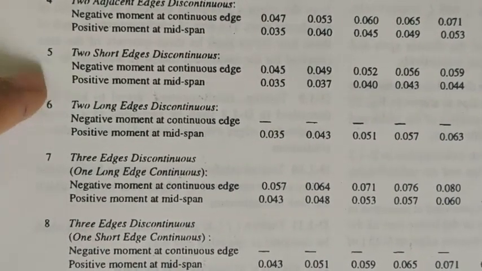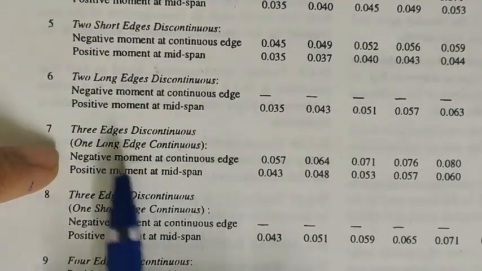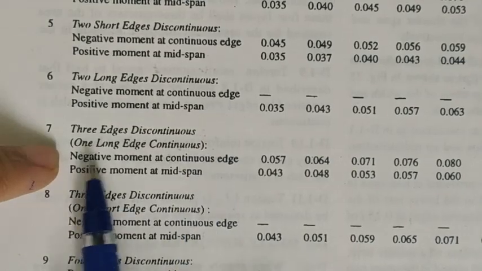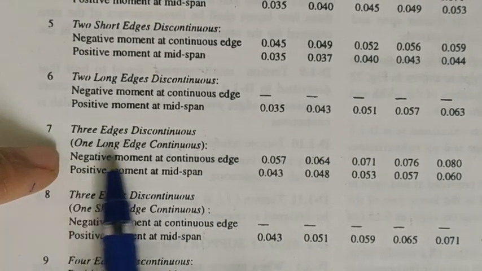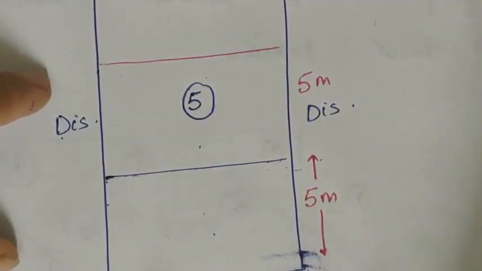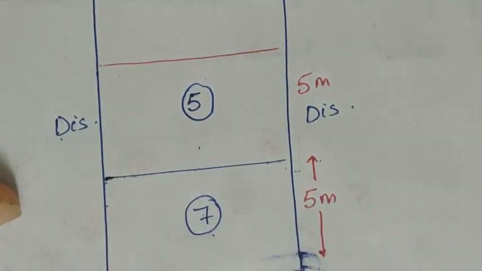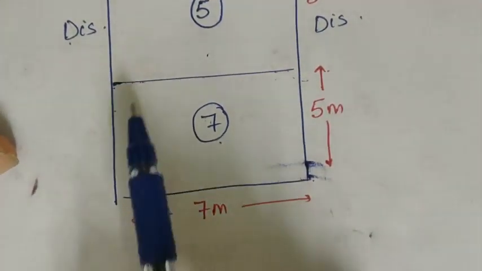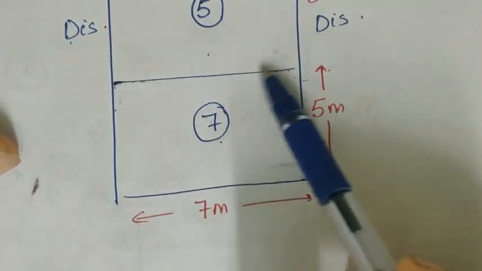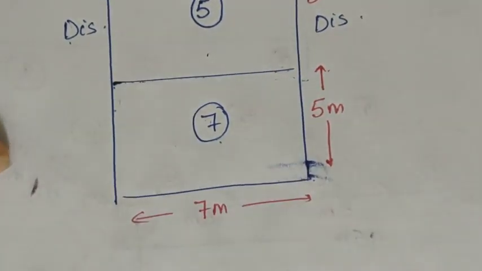Okay. Now coming to case number 7. Look at it. 3 edges discontinuous. Out of 4, 3 are discontinuous and the continuous one is a long edge. One long edge continuous. Now if we look into this, 3 edges are discontinuous. So look at this. This is case number 7. How? This particular slab is continuous on this side, so on the longer side it is continuous and the rest of the 3 sides are discontinuous. Clear?